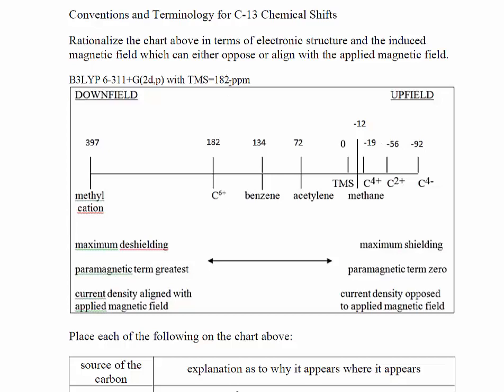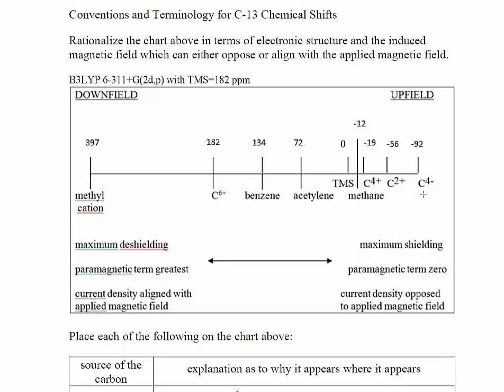That means that they would have a greater than 182 shielding. And there'll be some numbers that are listed downfield from TMS. That means that they would have a lower than 182 parts per million value listed in the table. Let's start over here at the upfield case. Did you correctly identify methane, C4+, C2+, and C4- as being more upfield than TMS?